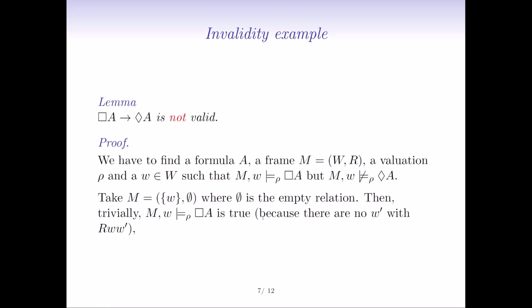So we can actually see that the formula box A is true at W. It doesn't even matter what A is, so we don't have to be fussy about what formula A we pick. Anything will do. Box A must actually be true because box A says that A is true at all worlds accessible from W, and that is trivially true for the reason that no worlds are accessible from W.